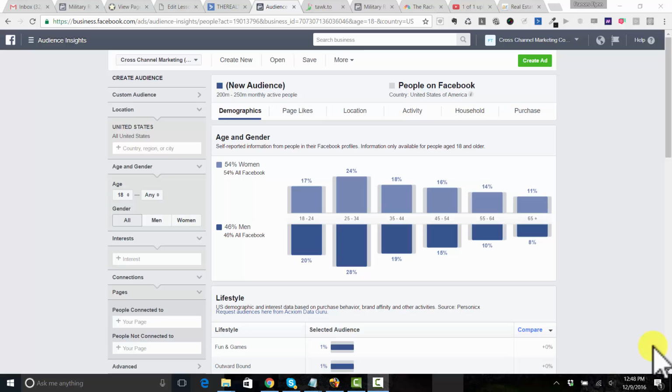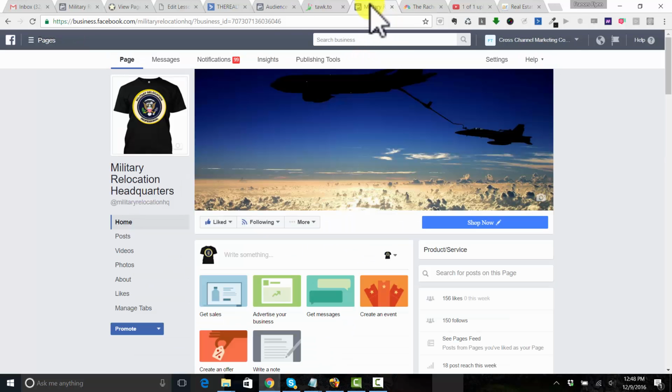So here we are at the Audience Insights page of Facebook. What we're going to be doing is looking for those people. Let me go back. Let's start at square one, and that is on the page where I will install the video to attract the agents.